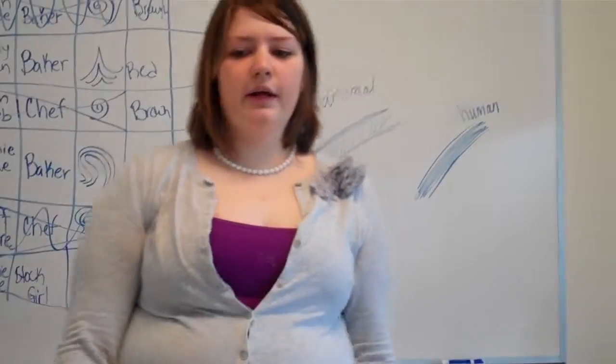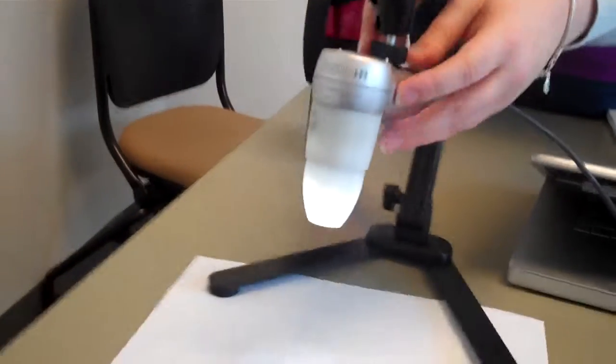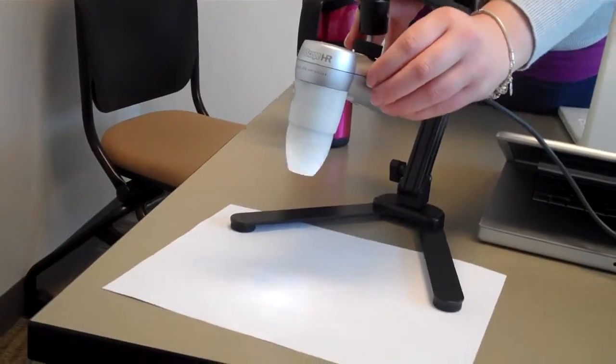Okay, so now we're going to look at our microscopes. These are our microscopes. There's an on and off button right here. So you're going to slide it to the A. There's an A and a B. And then we're going to place our hair sample right here underneath the microscope. And then we can see through our microscope when we look at our laptops. So open up your laptops.